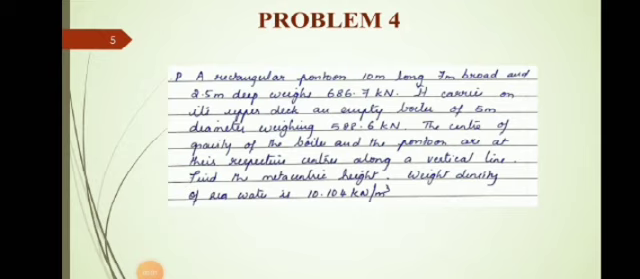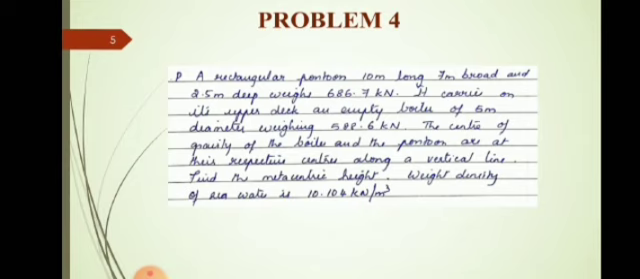Now we will move on to the next numerical problem. A rectangular pontoon 10 meter long, 7 meter broad and 2.5 meter deep weighs 686.7 kilonewton. It carries on its upper deck an empty boiler of 5 meter diameter weighing 588.6 kilonewton. The center of gravity of the boiler and the pontoon are at their respective centers along a vertical line. Find the metacentric height. The weight density of seawater is given as 10.104 kilonewton per meter cube.